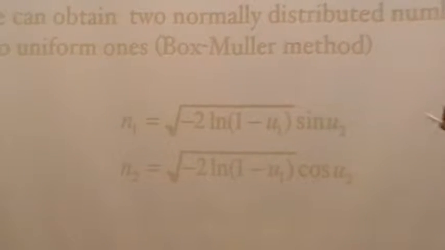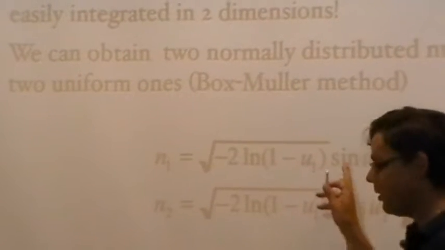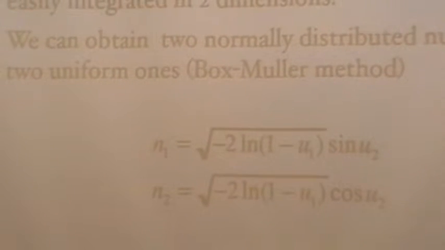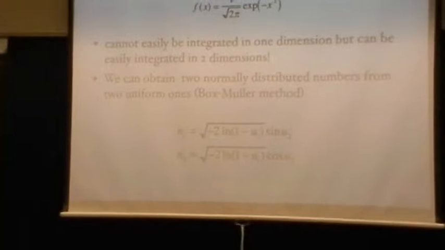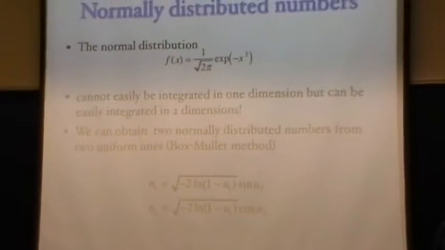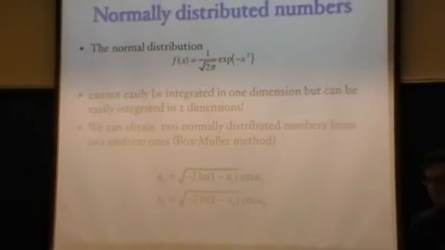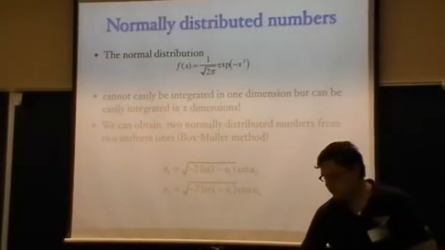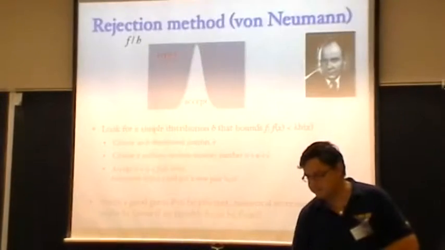Box-Muller method, get two normally distributed numbers out. It takes some logs and sines and cosines, so it's not really fast, but it works pretty well. What do we do in general?